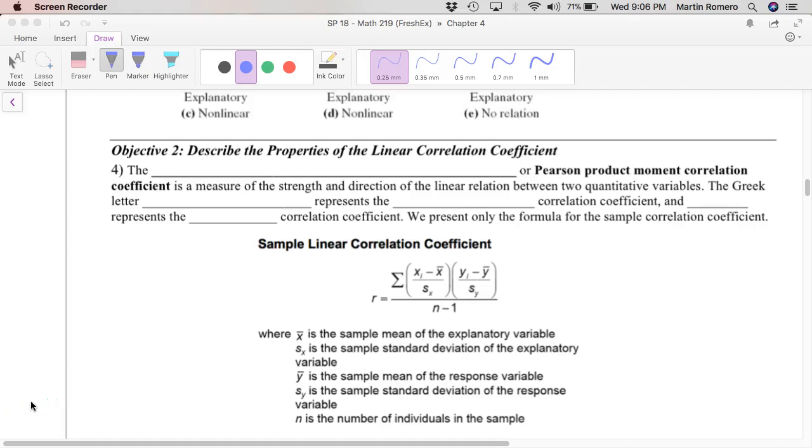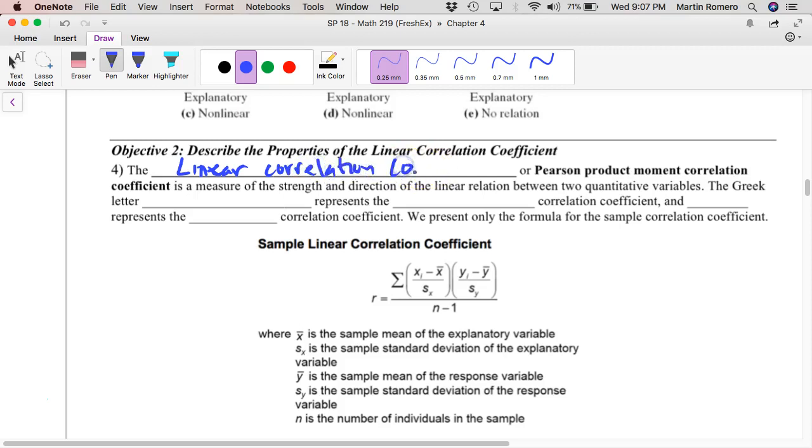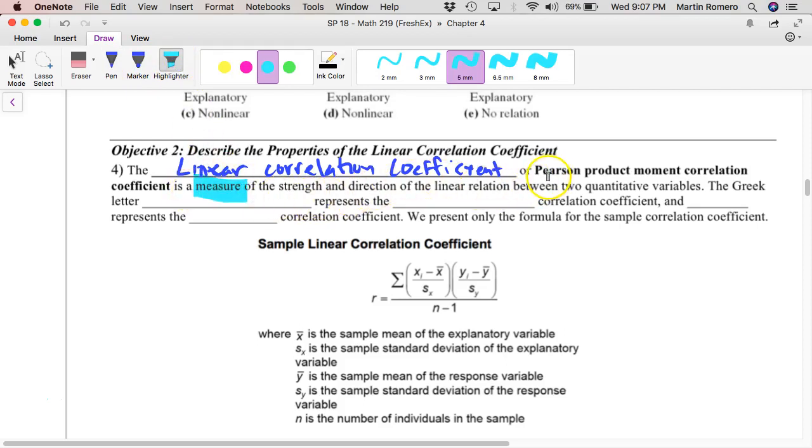We're going to continue on with the 4.1 lesson and the next objective, the idea of what we call the linear correlation coefficient. I love the name of that. Real complex, but it really isn't that complex. The Pearson product moment correlation coefficient is a measure. This value is going to measure the strength and direction of our relationship.